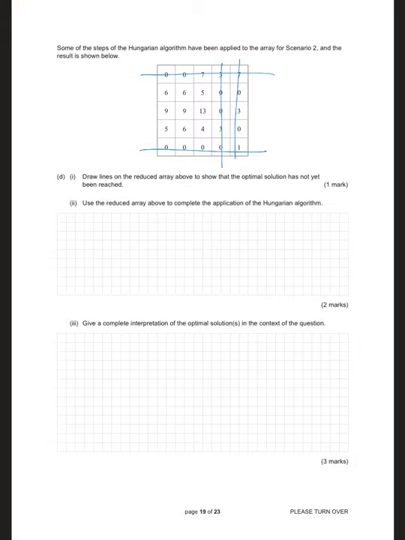No, I should have written that. Well, the question is 4 lines to cover, but 5 rows. Optimal solution not reached. Use the reduced array above to complete the application of the Hungarian algorithm. So 4 is the smallest uncovered number. So I'm going to draw another matrix here.